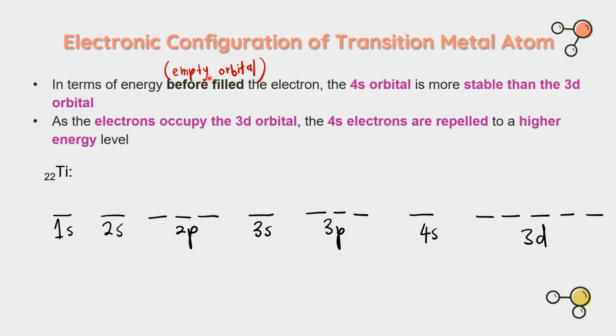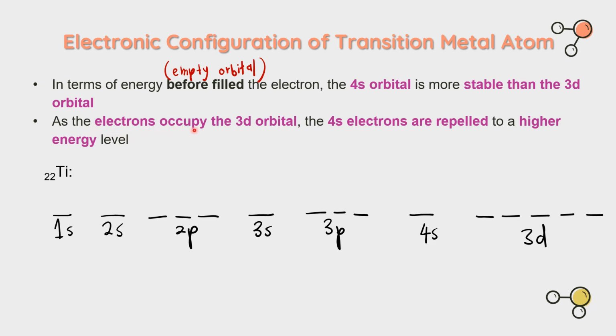In the empty orbitals, the 4s orbital is more stable than the 3d orbital. So here you can see that the energy level of 4s is a bit lower than the 3d. So in the case of the electronic configuration of a transition metal atom, you are required to fill the electrons in the 4s first, then the 3d.